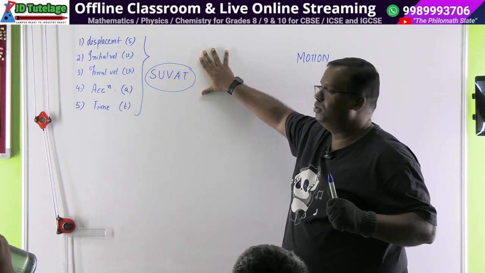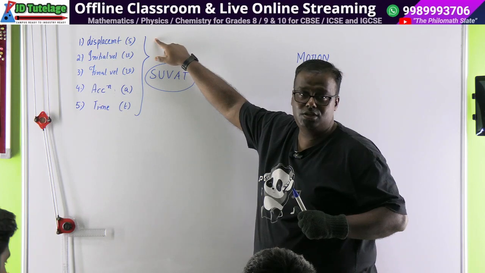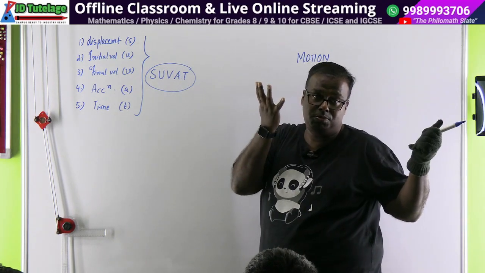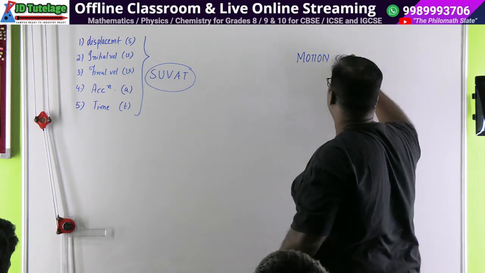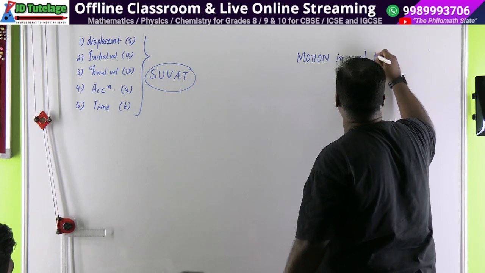Then displacement should be there. Means all the motion should be in a straight line. Otherwise displacement does not come in picture. So I am naming the chapter as motion in a straight line.